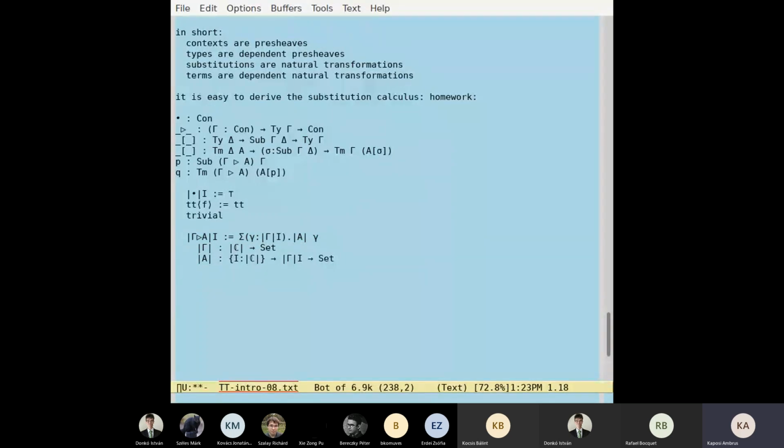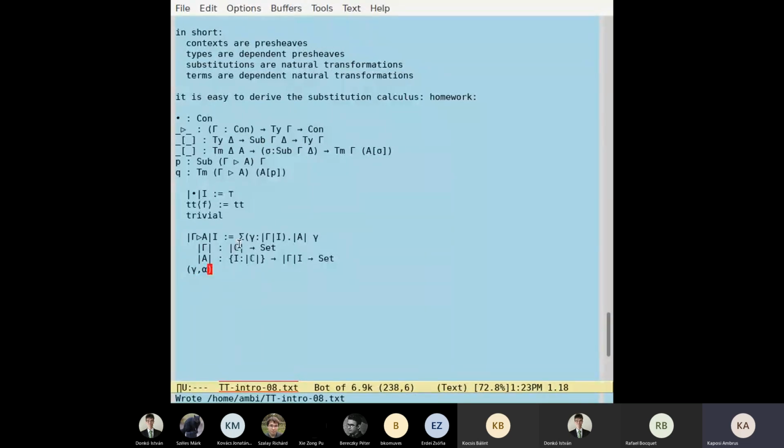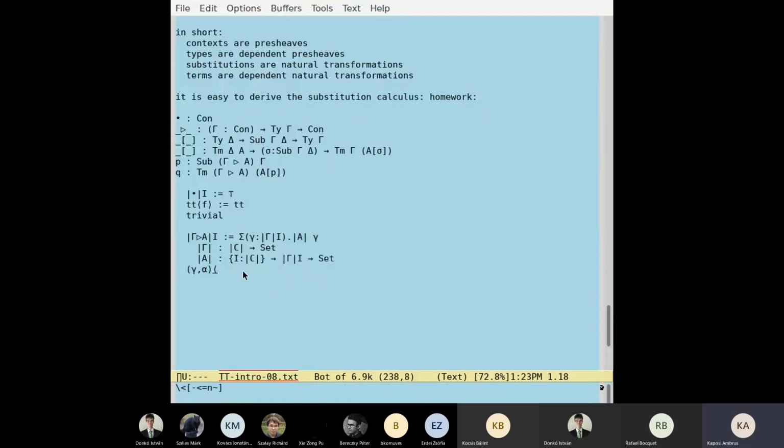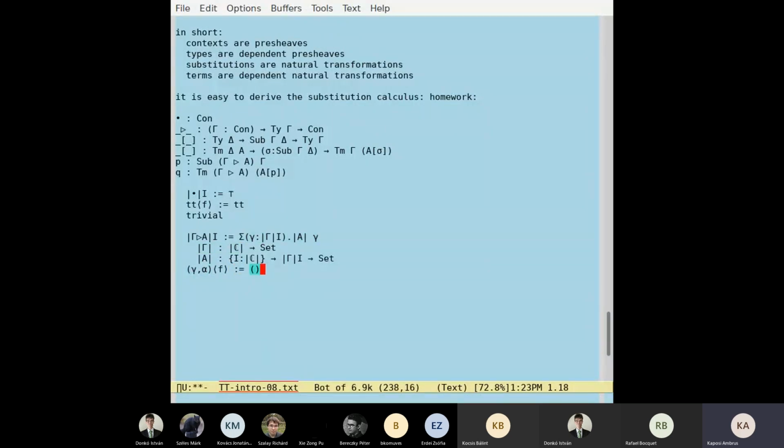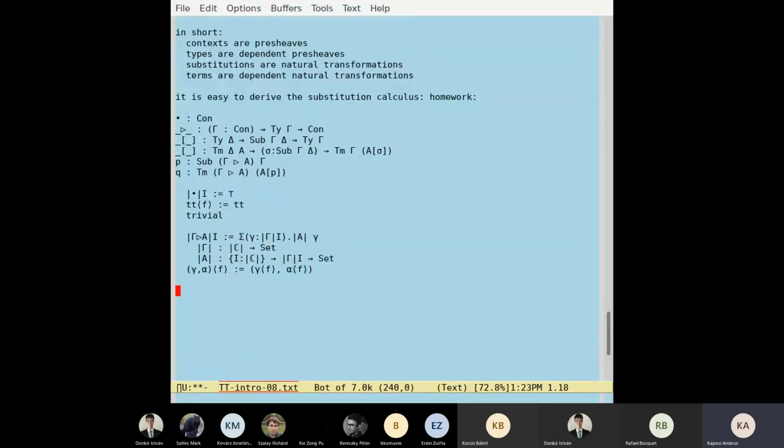And then you can define restriction. Restriction works very easily, in fact. So if you have some element of this sigma type, some gamma here and some alpha, and you want to restrict it by F, you just do it pointwise. Check it. Then you can define the rest of this stuff, and they are all very simple.